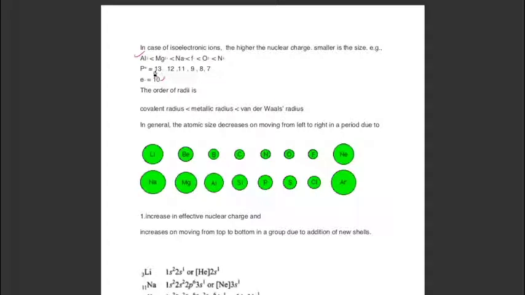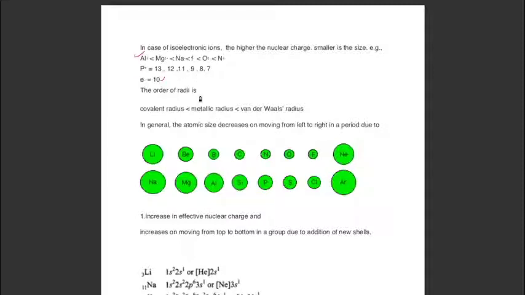But since the number of protons is maximum in the case of the aluminium plus 3 ion, its size is smallest among all these ions, and since the number of protons is least in the case of the N minus 3 ion, its size is largest. So if an ion is an anion, then its size becomes more as compared to a cation, if both are isoelectronic.